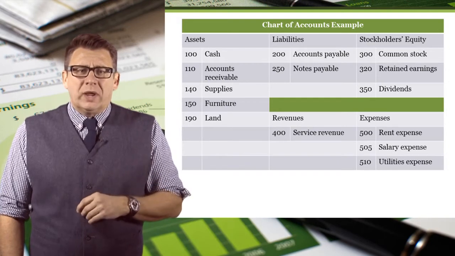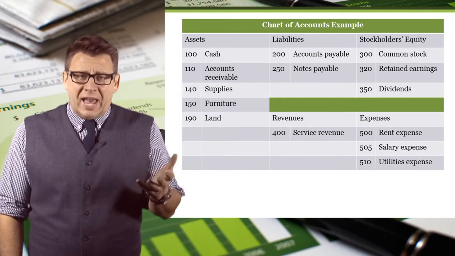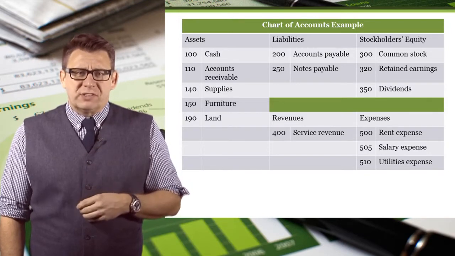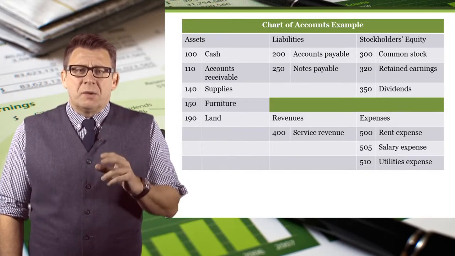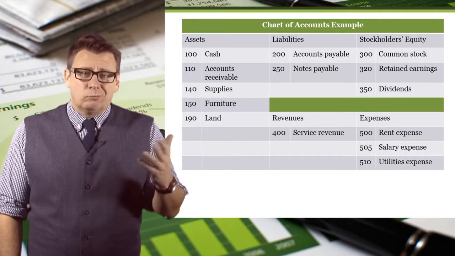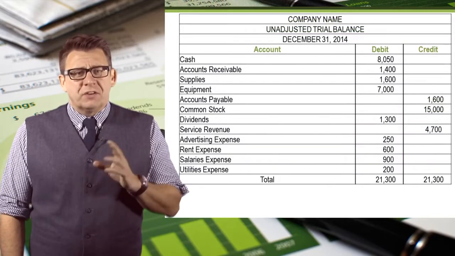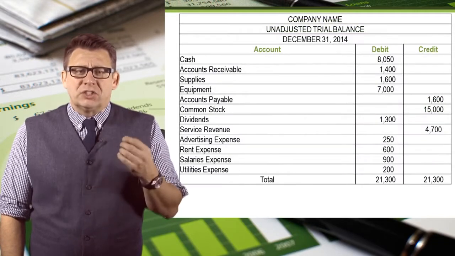Here is a short example of a chart of accounts. In academia, we identify accounts by their names, like cash or service revenue. But in real life, and in accounting information systems, accounts are identified by an assigned account number, like 100 or 400. So much of what we've covered in this video deals with the trial balance in general.